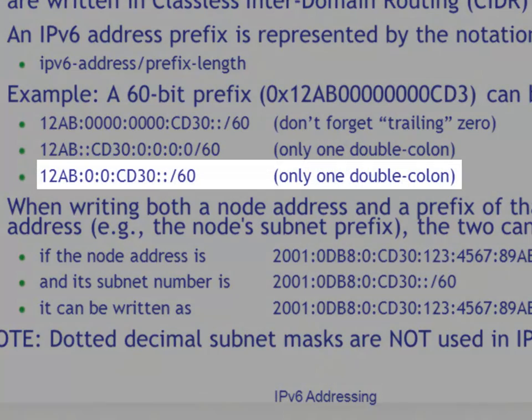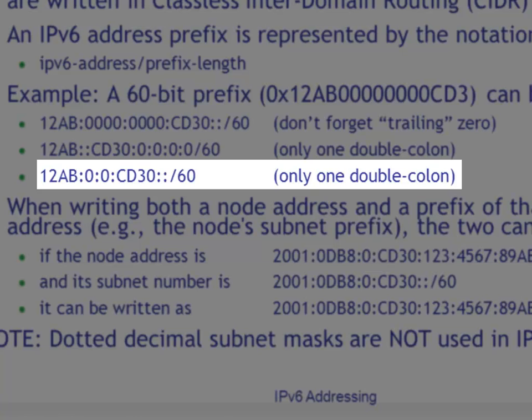And then, because all the trailing bits in this prefix are zero, in other words, the interface portion, which we'll talk more about later, is just represented by zeros, we can use the double colon to compress the end of the address instead of the beginning, because there are more zeros actually being compressed.